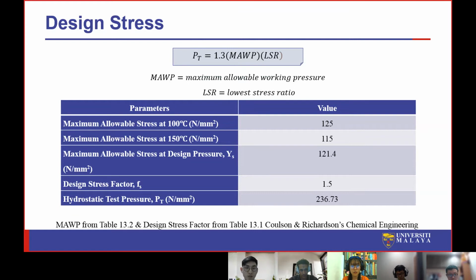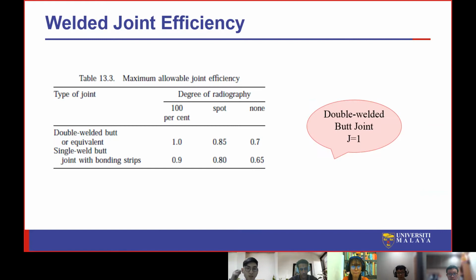The second consideration is design stress. The maximum allowable stress of the material chosen is determined to verify the acceptance of the material. So in this case, the hydrostatic test pressure is considered. It is calculated by the equation shown here, and the values can be obtained from table 13.1 and table 13.2. The third consideration is welded joint efficiency. The joint type and welding quality are the two main factors that affect the strength of welded joints. The common welded joint efficiency is shown in the table. For this design, double welded butt joint will be used because it is the most basic type of joint and has the highest efficiency.